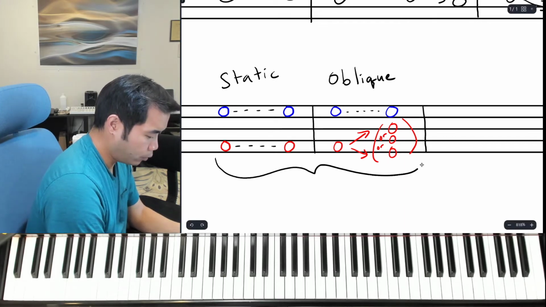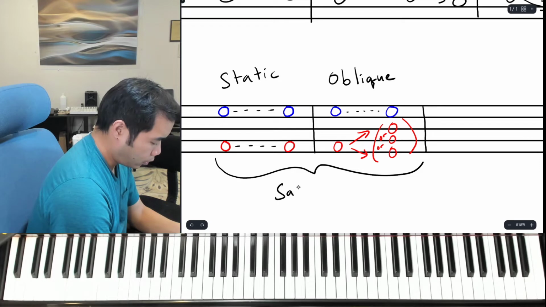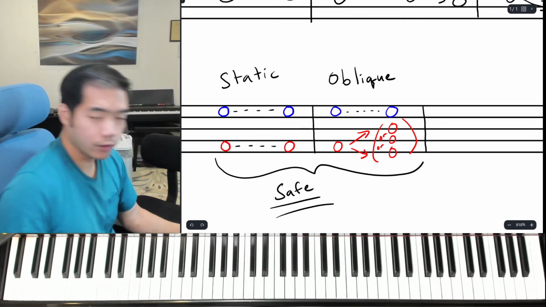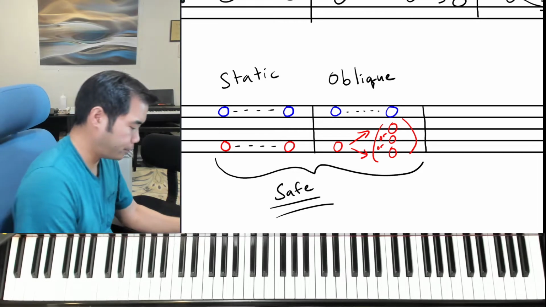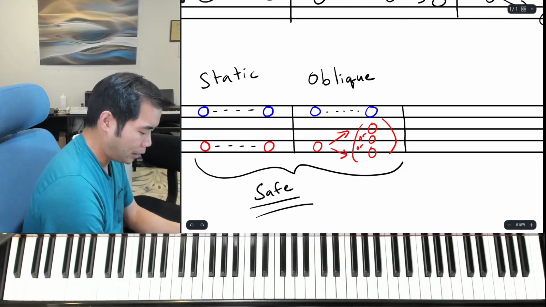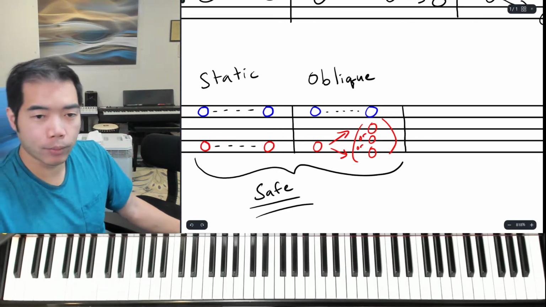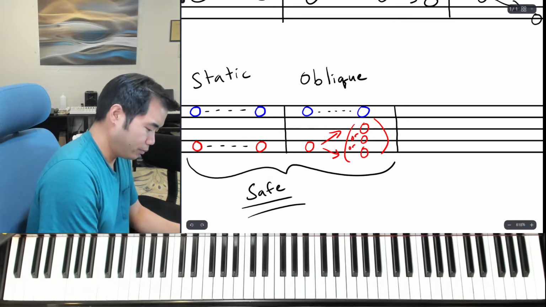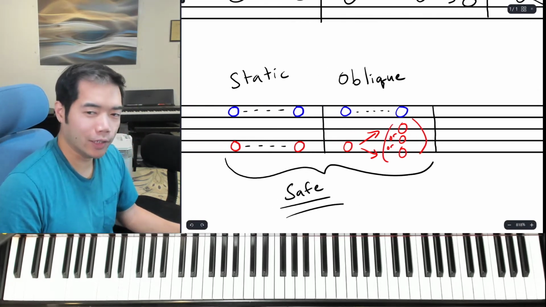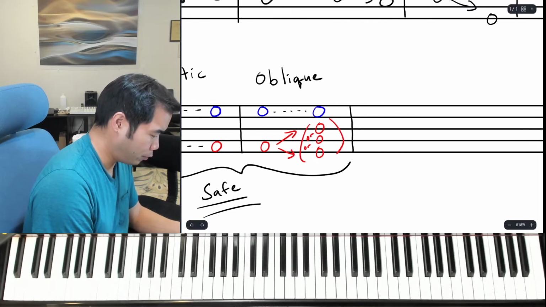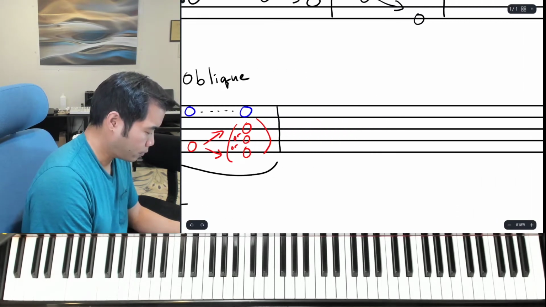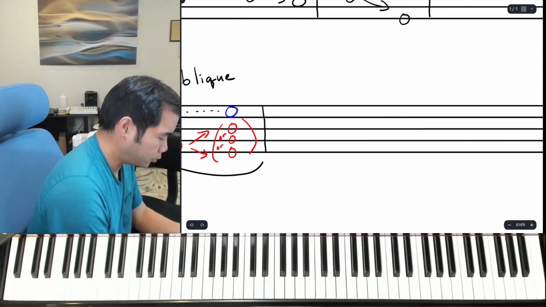Both of these types of motion, by the way, are almost always safe motions when we get to the rules of part writing. These are safe. And when I say almost always, I mean pretty much 100% of the time. We'd have to be very creative to find a scenario where these would not work. Okay, what else can our voices do?